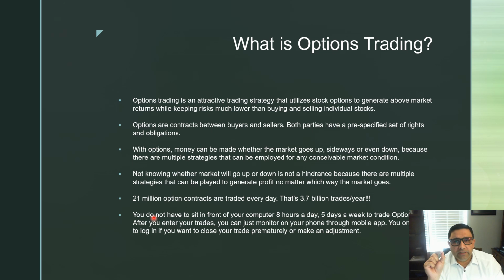One of the most common questions physicians ask is, because they are busy, they have an office, they have to see patients, they have to round in the hospitals. Our jobs are not easy. There's a lot of running around. And a lot of people think that if you're trading the stock market or trading options, you have to sit in front of the computer 8 hours a day, all 5 days a week, but that's simply not the case. Most of the time, I enter my trades on a Monday morning, and then after that, you can just monitor on your phone through your mobile app.